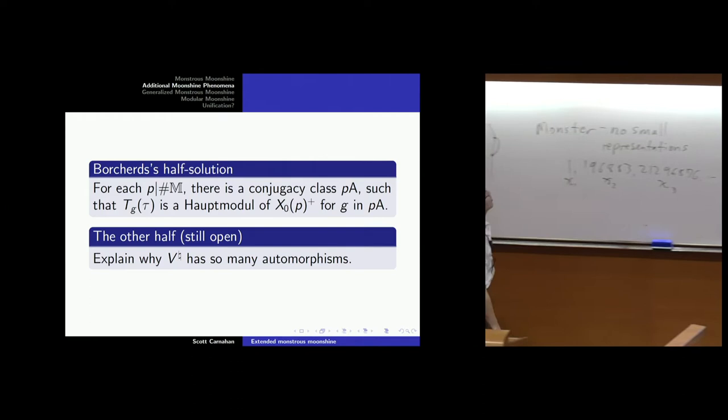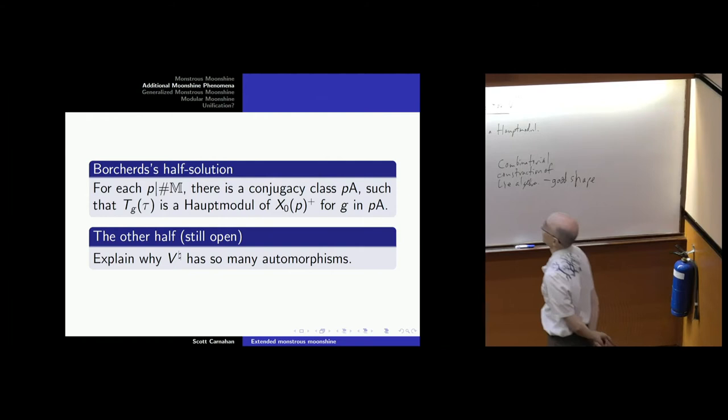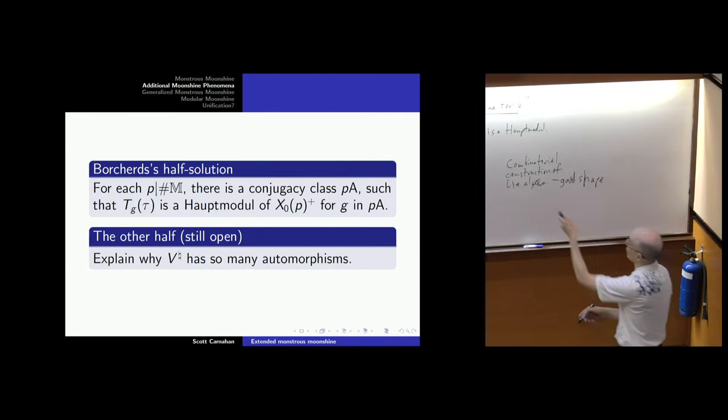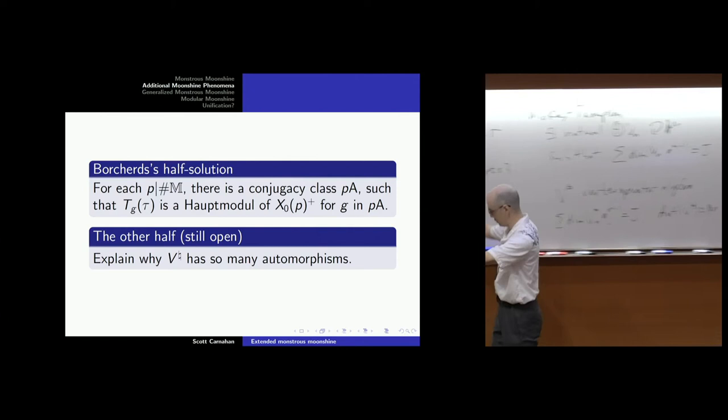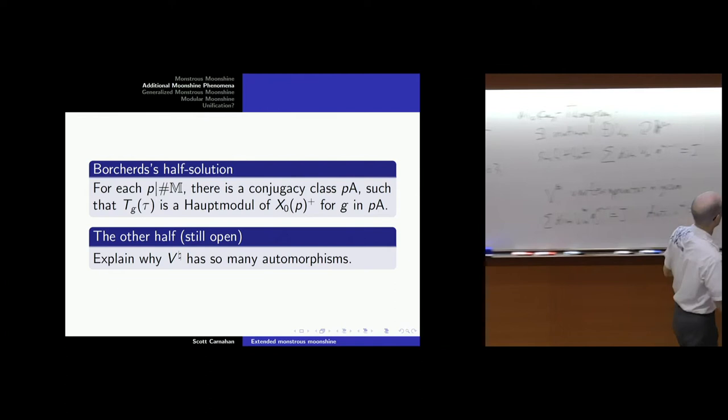And so Borcherds half solved this problem. For each prime dividing the order of the monster, there is a conjugacy class called pA, of elements of order p, such that this graded trace function, T_g, is a Hauptmodul for this genus zero curve. And so this shows that any prime dividing the order of the monster gives us a genus zero X_0(p)+. And so the opposite question is, is there a good reason why all of these primes land inside this group?